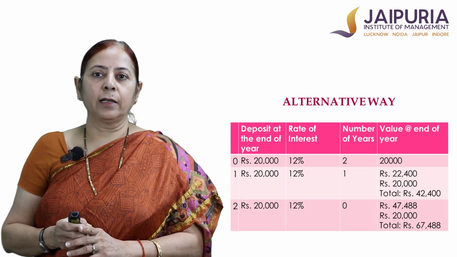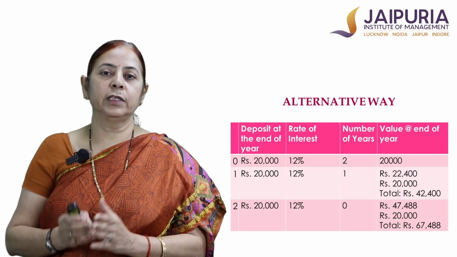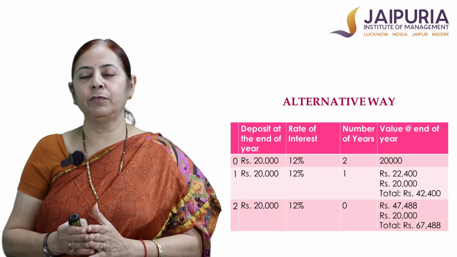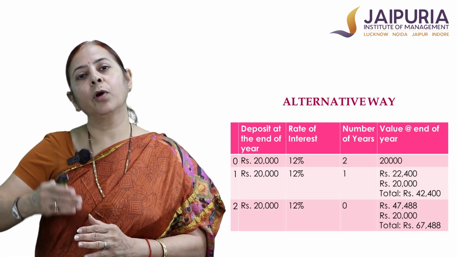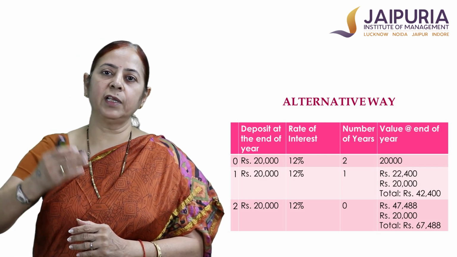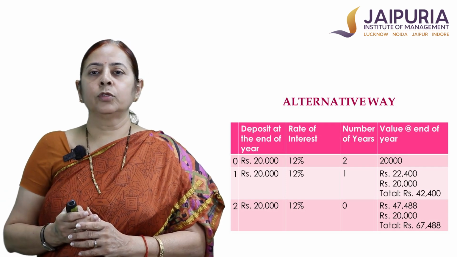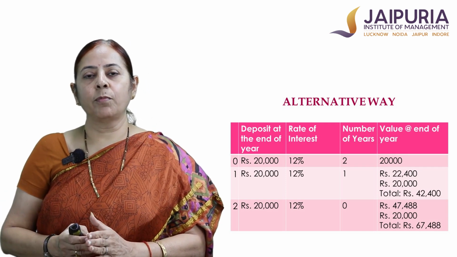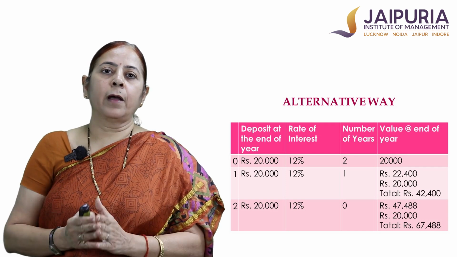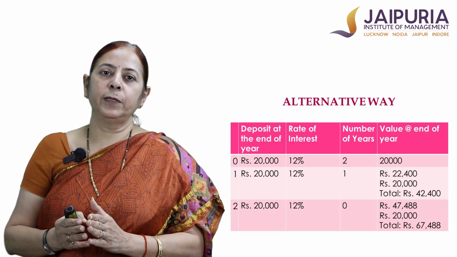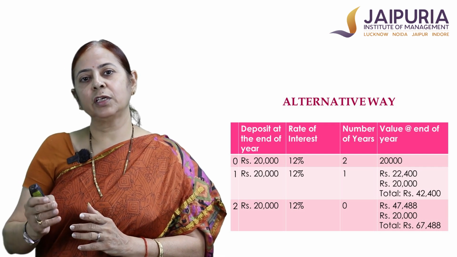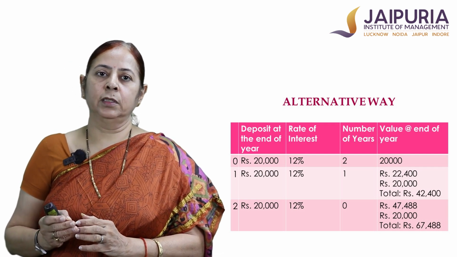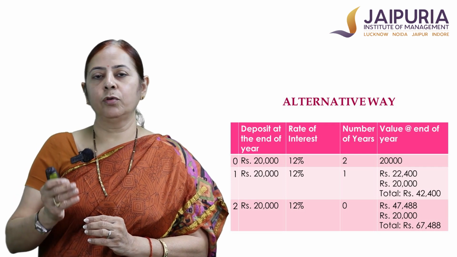I am showing you an alternative way in which you can also calculate, which is using the simple interest formula. But normally we try to avoid simple interest. But for understanding, I am just showing you what goes on in the background while we calculate this value. So I have given the values in tabular form. Here you are depositing 20,000 rupees at the end of 1 year. So the total duration for which it earns interest is 2 years, and it earns interest at 12%.